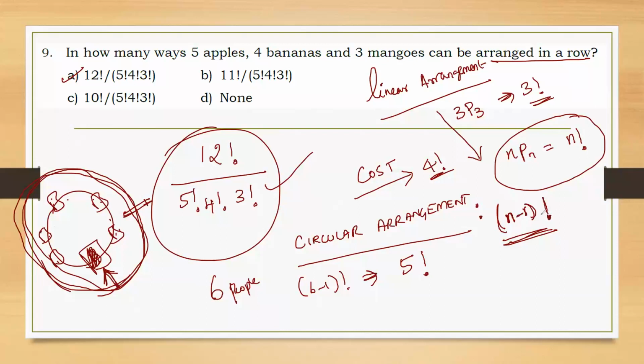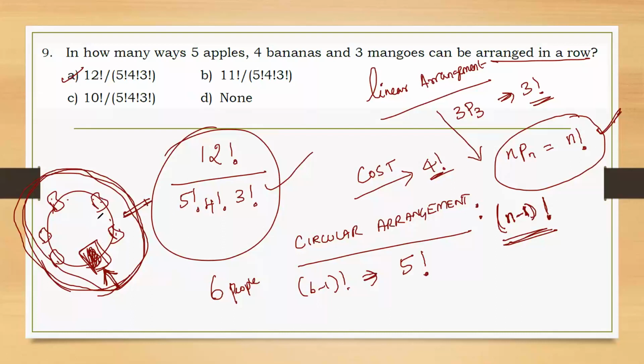Make a note of this part. Linear arrangement, n factorial. For circular arrangement, n minus 1 factorial, one to block that circular arrangement. The remaining 5 will sit in any other place.